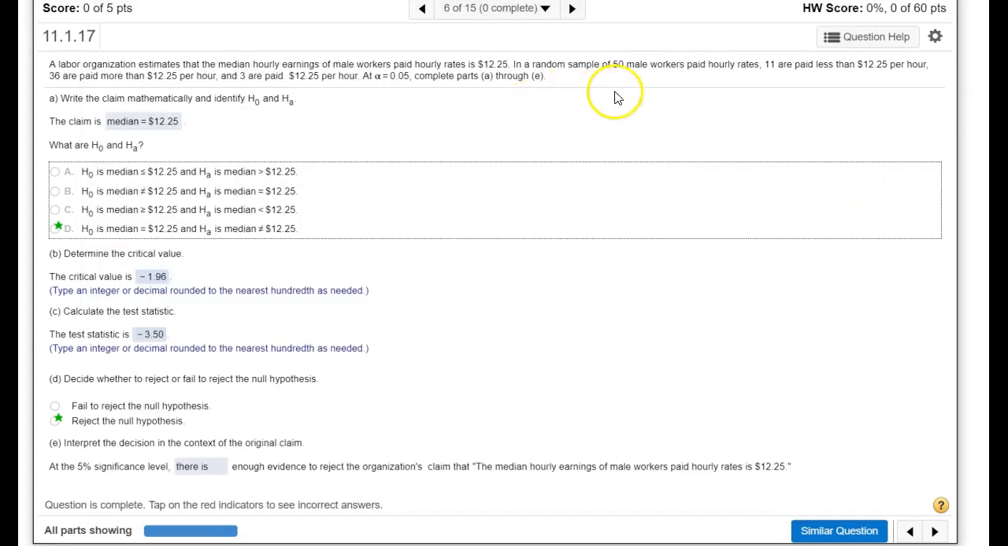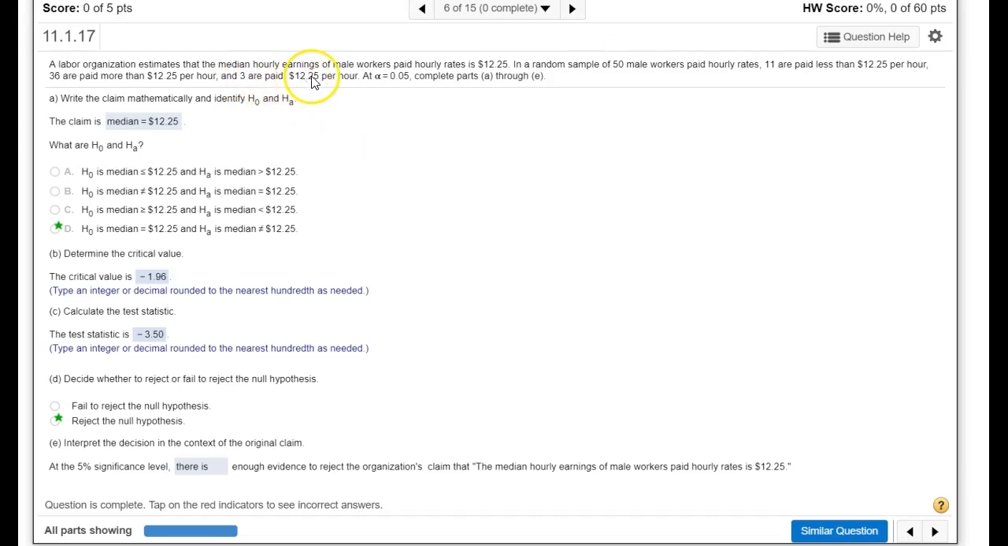So what we want to look at is how many total occurrences are less than and more than 1225. We ignore the equal to 1225. As you can see, 3 are paid 1225 per hour. We want to ignore the ones that are exactly 1225, so the 3 we ignore. Notice that 11 are less than 1225, so those are the negatives. And then 36 are paid more than 1225. So that's a total of 11 plus 36 that are either negative or positive, which is a total of 47.